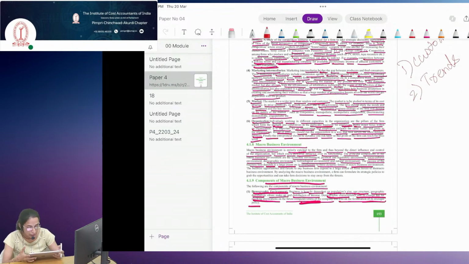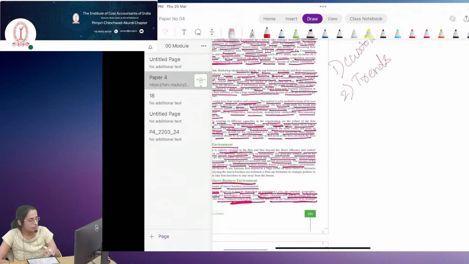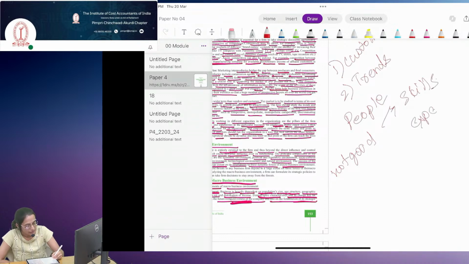Organization. Individuals working in different capacities in the organization are the pillars of the firm, which form the strength and capabilities in the particular business. See, any organization, what is its main strength? The people, the management which are working there. If the people in an organization do not have good skills or good expertise in their work, the particular work of that organization will not be that good, right?